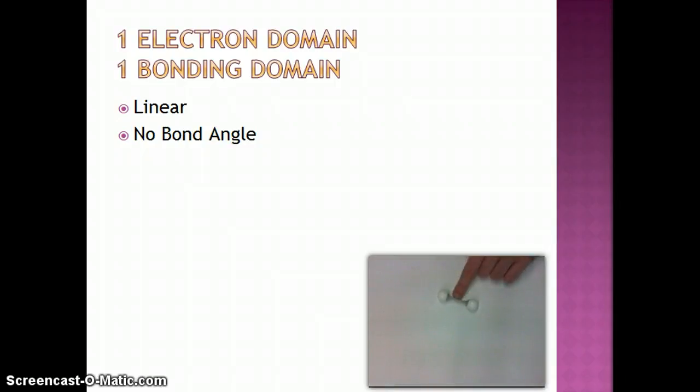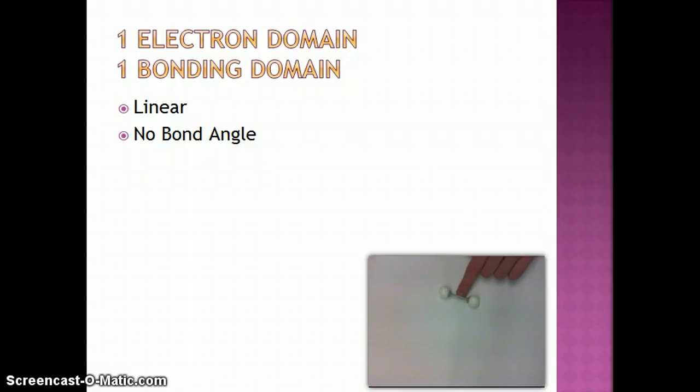Okay, so this is an electron domain and a bonding domain. So this has one electron domain and one bonding domain. Joe, what does that look like? It looks like a linear line, that's exactly what it is. It's a line, and there's only one of them, right? Yes. And so because there's only one of them, what does that mean? It means there's no bond angle.